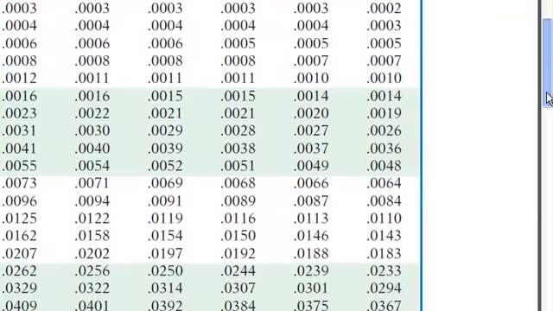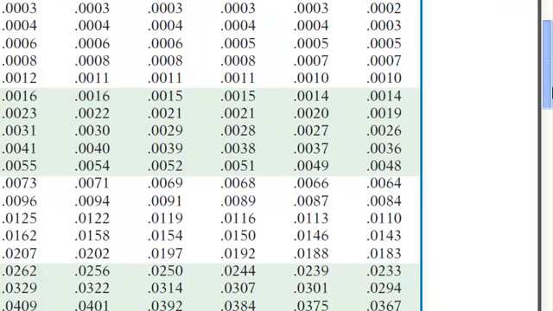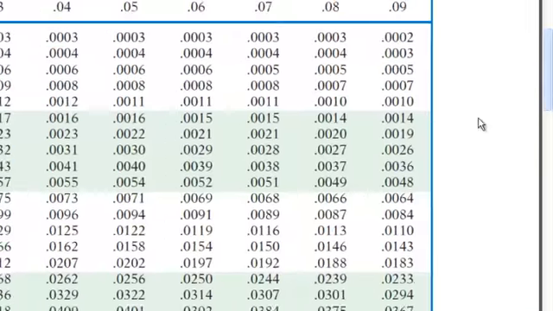Remember, it gives us all the values to the left. So 0.0057 gives me... let me double check. I'm getting a little punchy.